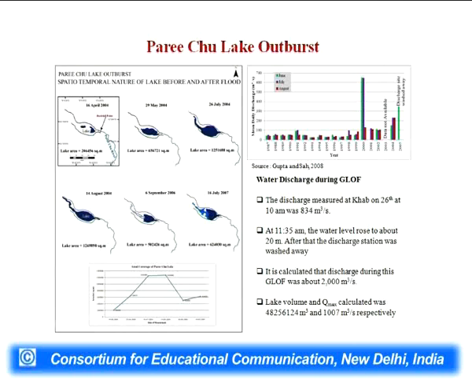The discharge measured at Khab on 26th at 10 am was 834 cubic meter per second. At 11:35 am, the water level rose to about 20 meter. After that, the discharge station was washed away. It is calculated that the discharge during this flood was about 2000 cubic meter per second, and the lake volume and the Qmax calculated were this much cubic meter and 1007 cubic meter per second respectively. For the calculation of the Qmax, we have used the Clague and Mathews formula in our study.